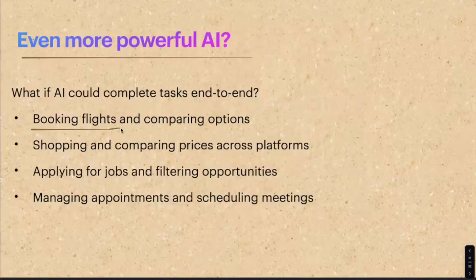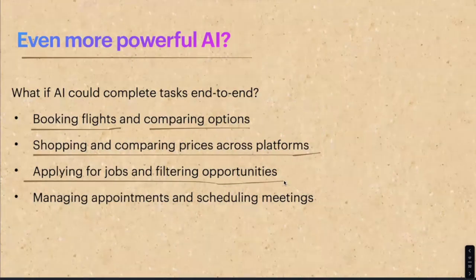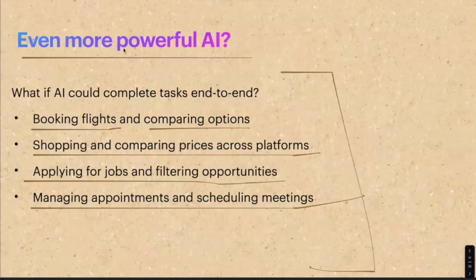It can book flights, it can compare options, it can shop across different platforms based on the prices. It can apply for jobs and filter them, and it can also manage appointments for you. It can schedule meetings, it can message people, and it can do everything. So this is the next level AI that we are going to talk about.